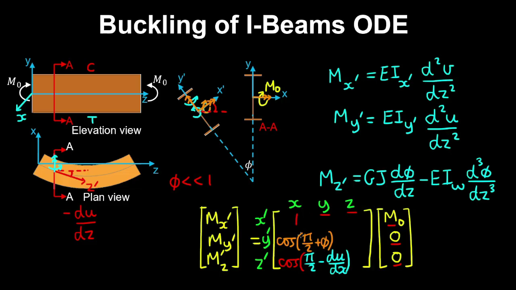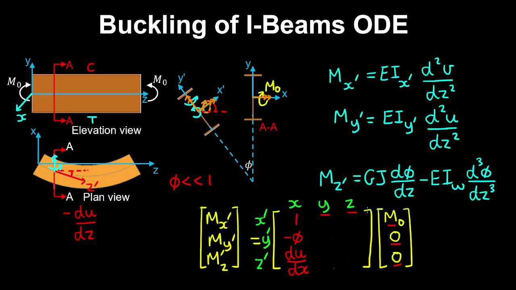And using trig identities, we know that cosine pi on 2 plus phi is minus sine phi. And using the small angle approximation, sine phi is approximately phi. So we can write this as minus phi. And here we have the cosine of the complementary angle to du dz, which is the same as sine du dz. And the sine of a small angle is equal to that angle.